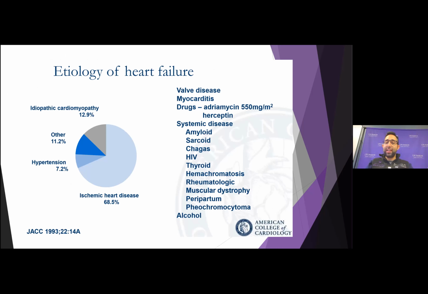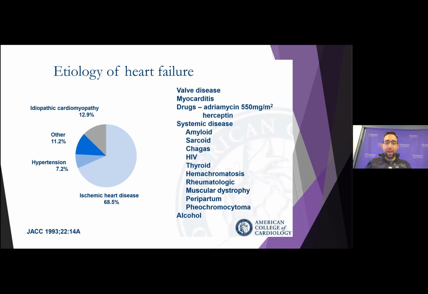I'm sure you all know this, and if there's one thing we can connect to the previous lectures you had today, there are many different etiologies for heart failure, one of such things being HIV. But the most common reason is ischemic heart disease, which makes up about 70% of your heart failure patients. Hypertension plays a factor as well, making up about 7%. And then you have some of the other reasons, from valvulopathy, myocarditis, chemo-related or onco-related cardiomyopathies, and alcohol.